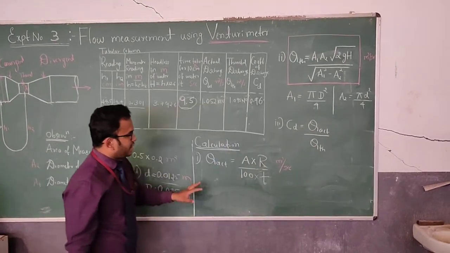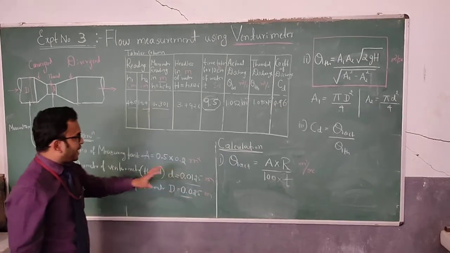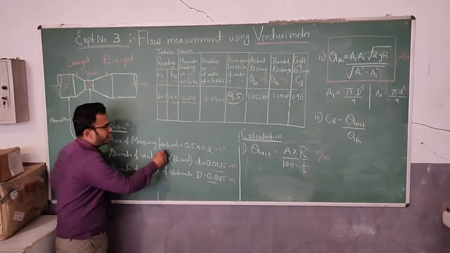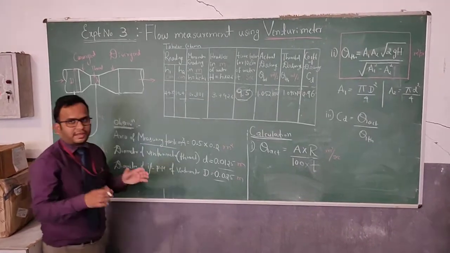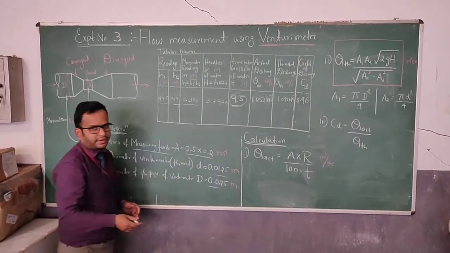So what we do is we will substitute the values in this. But first, before that, what are the observations which we have seen in the venturimeter? The first one is the area of the measuring tank in which the water is going to fill. That is 0.5 into 0.2 meter square, that is 0.1 meter square.